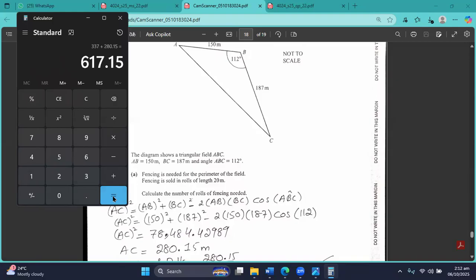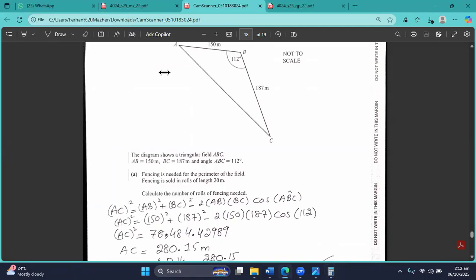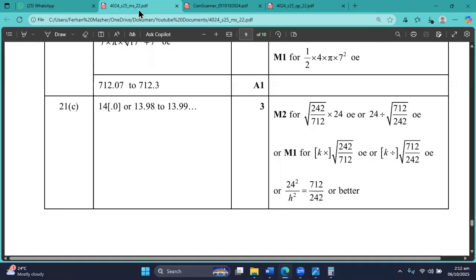Now, how many rolls do you need? Because the rolls are being sold in 20 meters length, so you divide it by 20. So what do you get? You get 30.8. But the answer is 14.